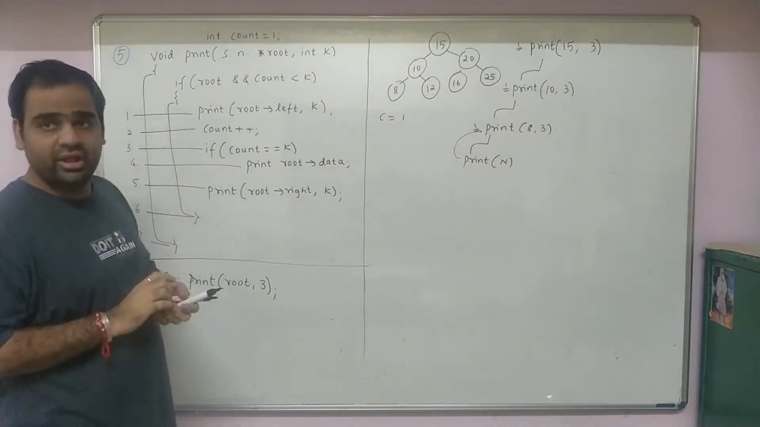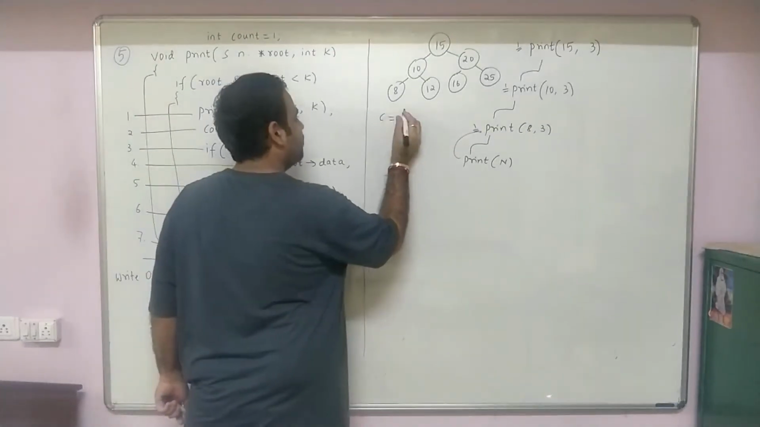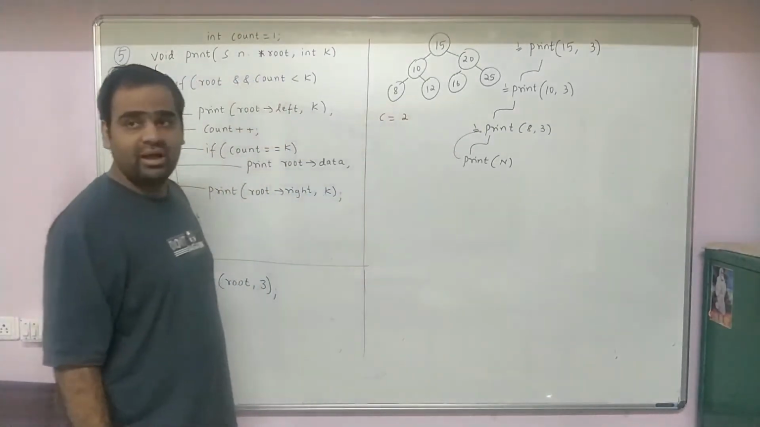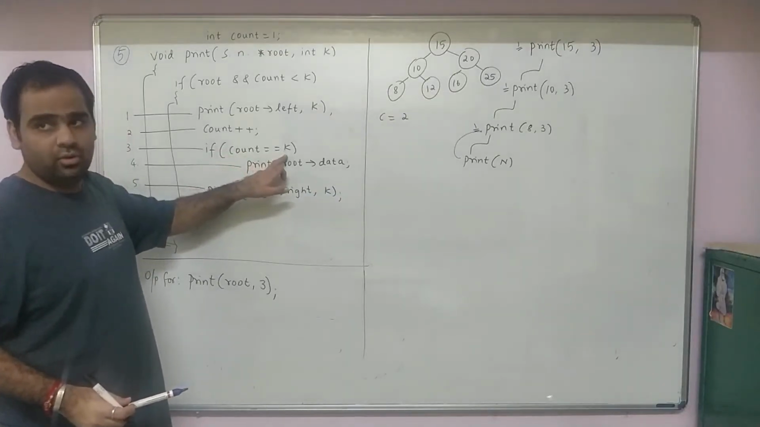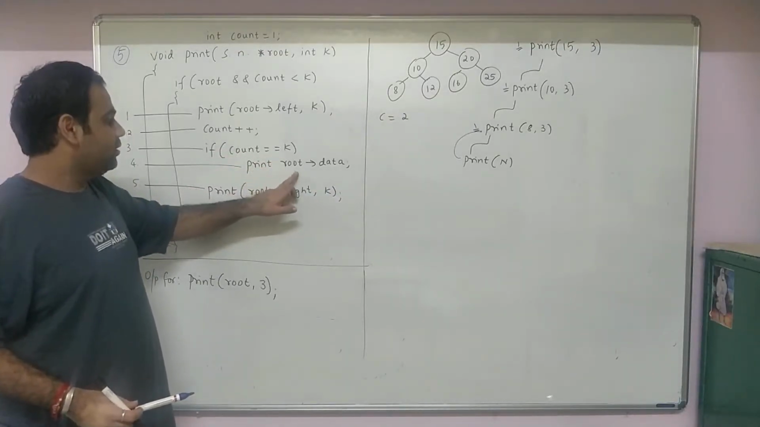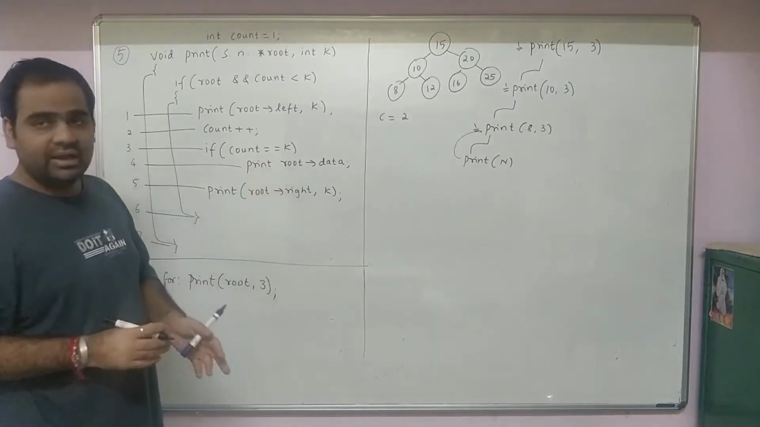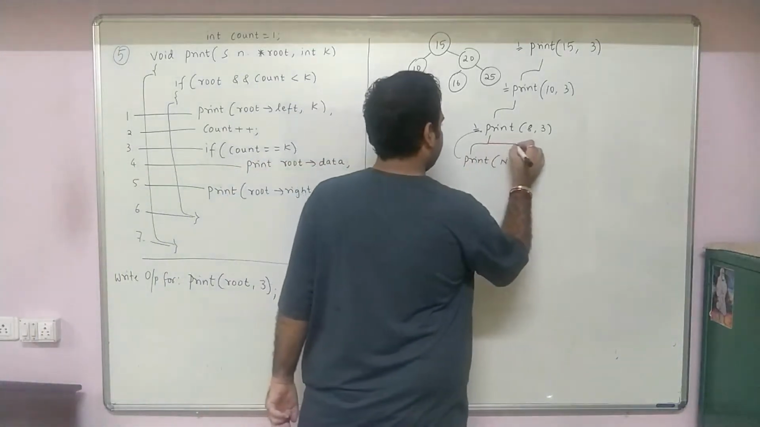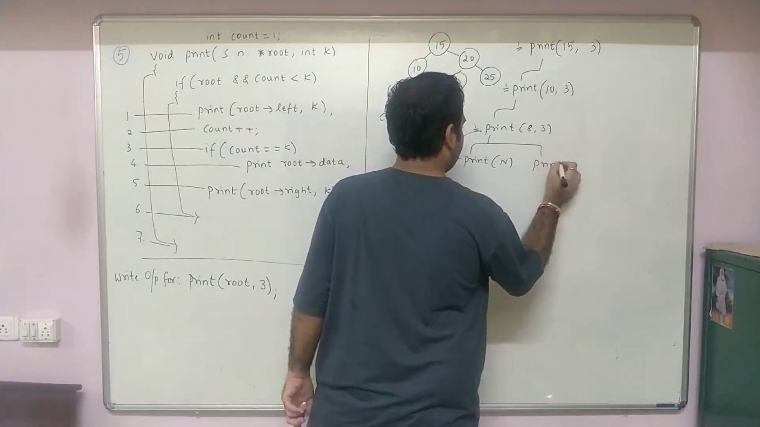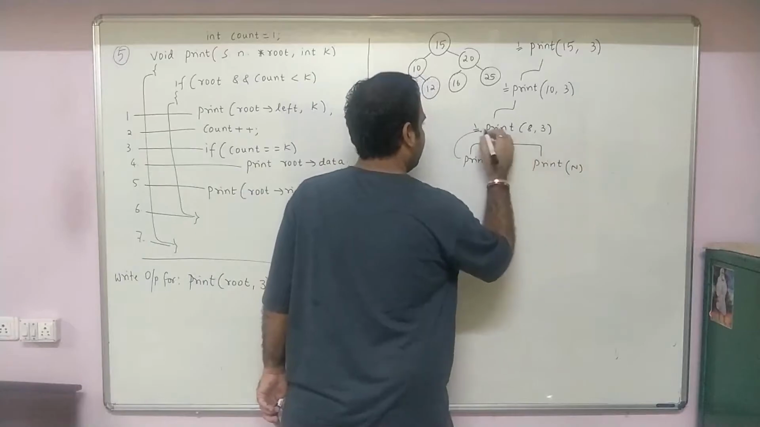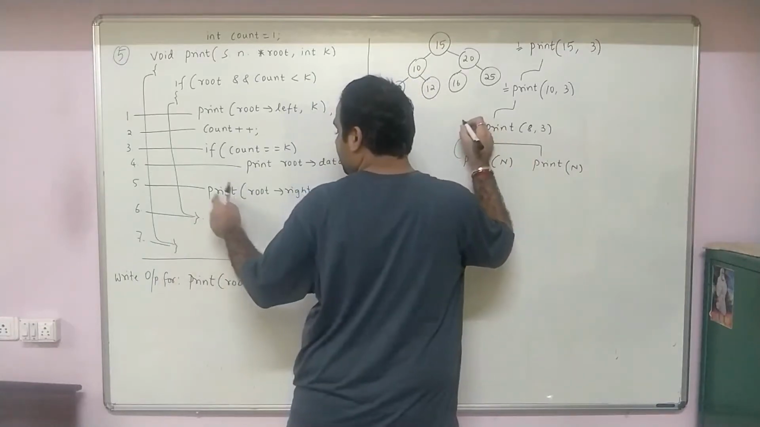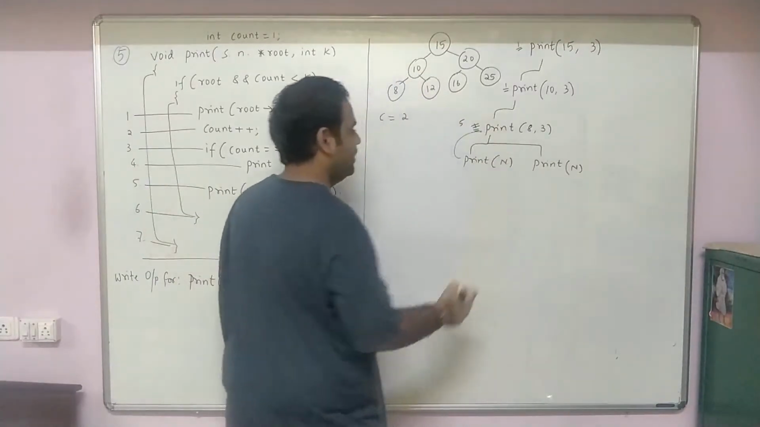And what does line number 1 do? No assignment. Now you say count plus plus, the value of count will become what? 2. The value of count will become 2. Now you check, is 2 equal 3? No, 2 is not equal to 3. Okay, therefore you don't print root arrow data. Again you call the function on the RHS. Hence we say print of 8 arrow right. Now what is 8 arrow right? It is null and the return line number is, what is it? It is 5.